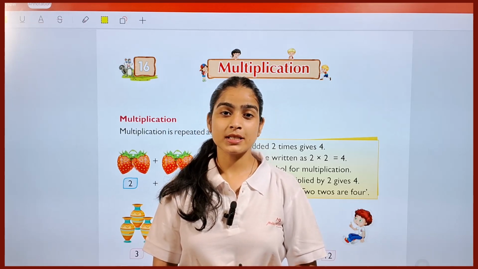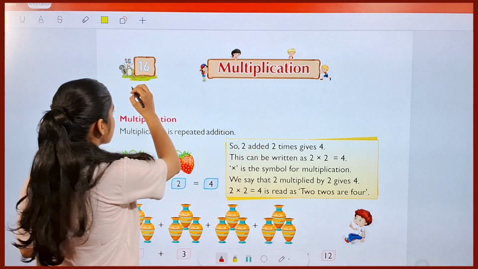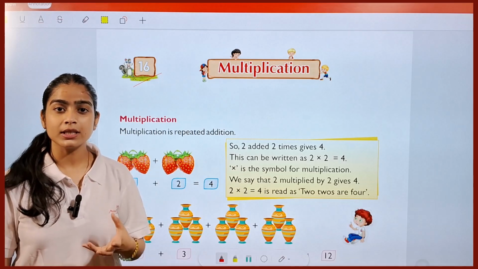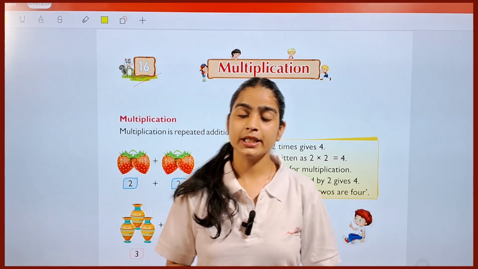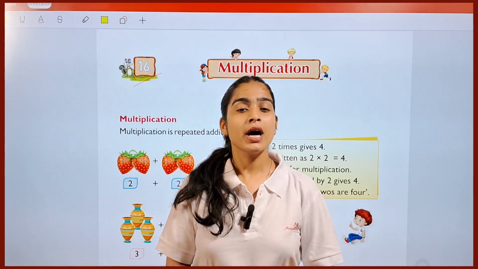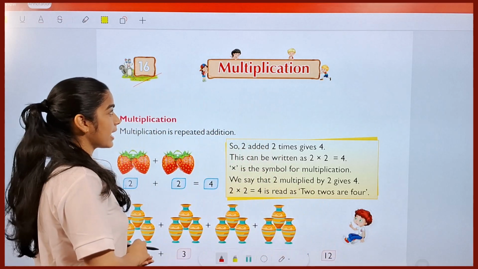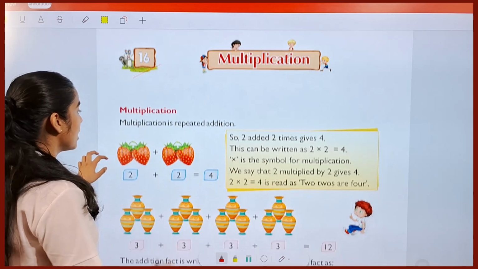Again, I'm your mathematics educator here with a new chapter, which is chapter number 16, multiplication. Today we are going to learn multiplication. When we hear multiplication, it means it is a kind of repeated addition. So, let's find how we can calculate our question with the help of multiplication.